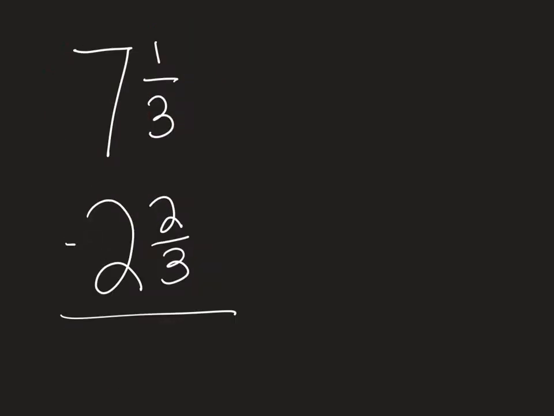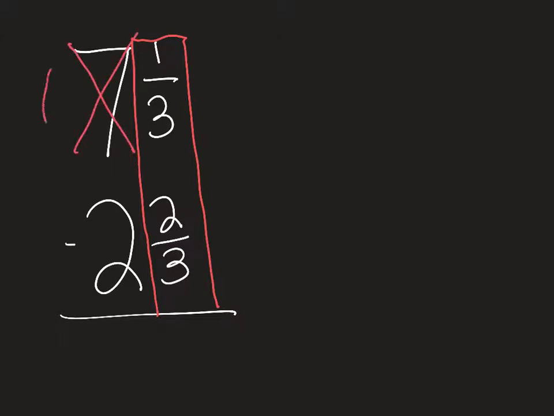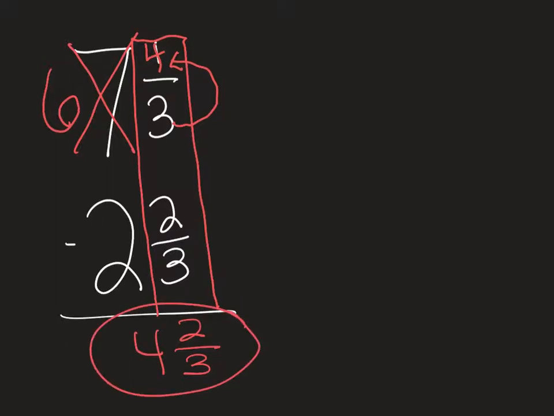I have 7 1/3. Take away 2 2/3. I'm going to again start with my fractions. I can't take away 2/3 from 1/3. So I go next door and I borrow from my 7. My 7 becomes 6, and then I add my denominator to my numerator. So that becomes 4/3, right? Because 3 plus 1 is 4. Now I can subtract like normal. 4 minus 2 is 2, so I have 2/3, and then 6 minus 2 is 4. So my answer is 4 2/3.